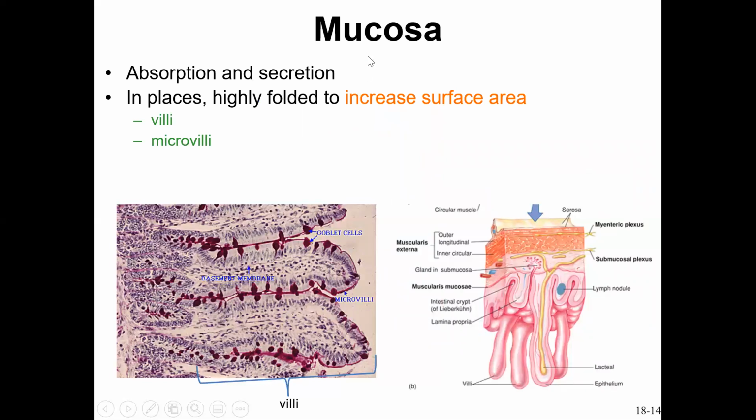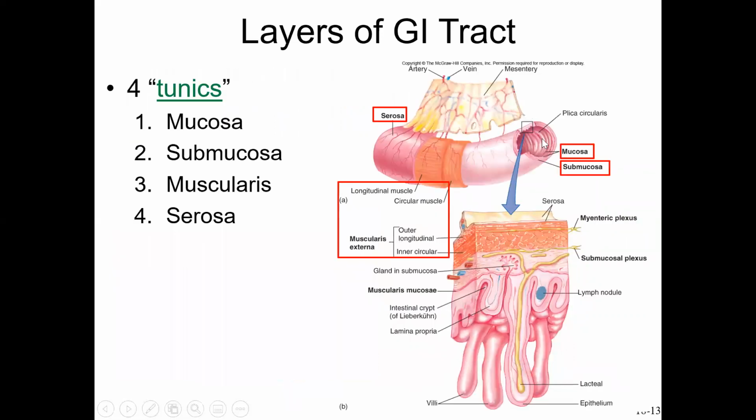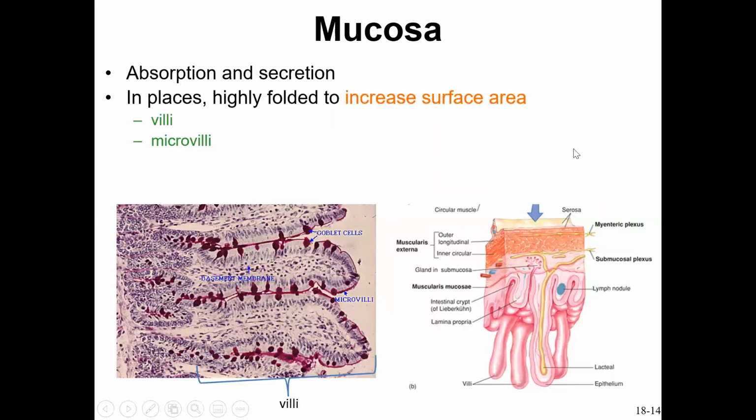So I'll start off with the mucosa. The mucosa is the innermost layer, so it would be the one that is in contact with where the food would be. The empty space inside of the intestine is called the lumen. So the mucosa would be the innermost one that is right next to the lumen of the intestine and the stomach. That's true as well. And this is the location where you would find things like villi and microvilli, especially in the small intestine.